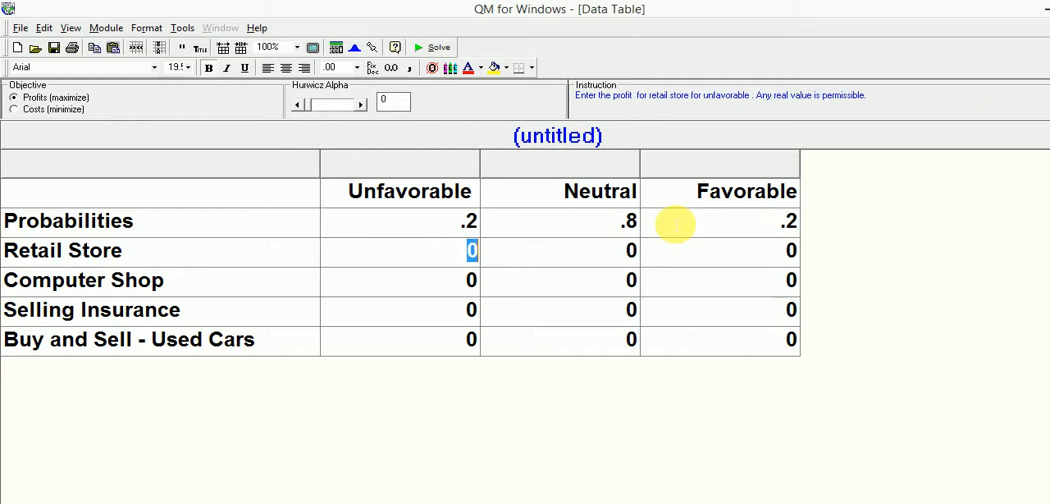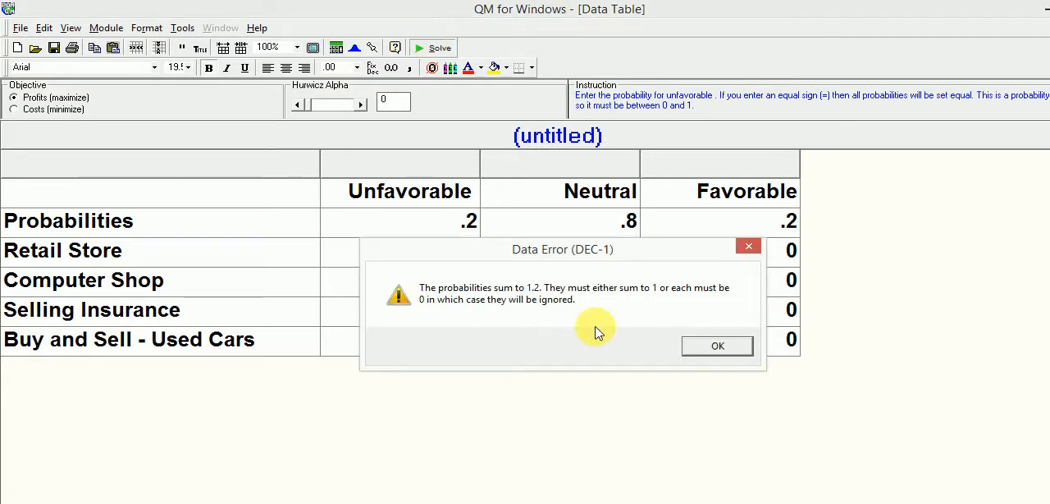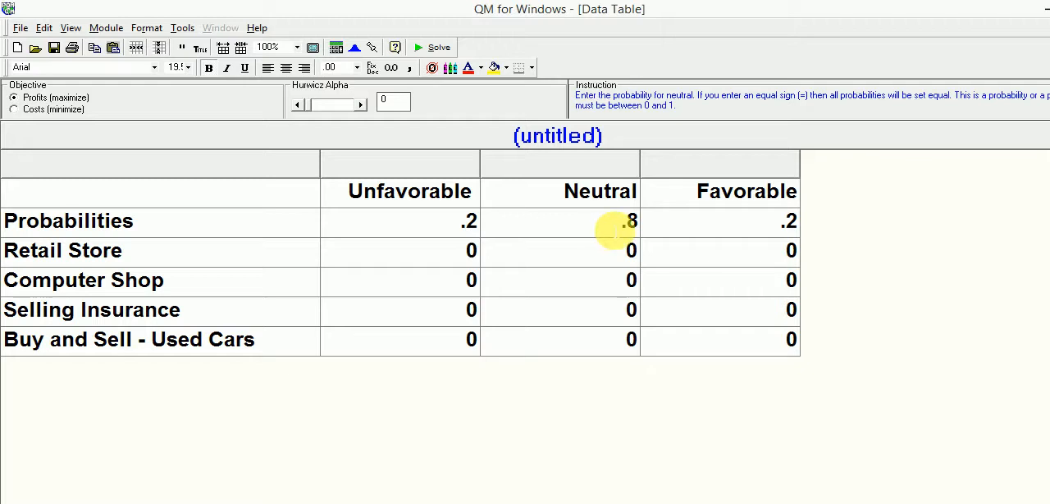Later on it will show that it doesn't add up. Okay, so this is the one that I was telling you. The probabilities sum to 1.2; they must either sum to 1 or each must be 0, in which case they will be ignored. Since we are over by 0.2, let's correct this and make it 0.6. So essentially what we're saying here is that the unfavorable market scenario happens 20% of the time, the neutral scenario 60% of the time, while the favorable scenario is around 20% of the time also.